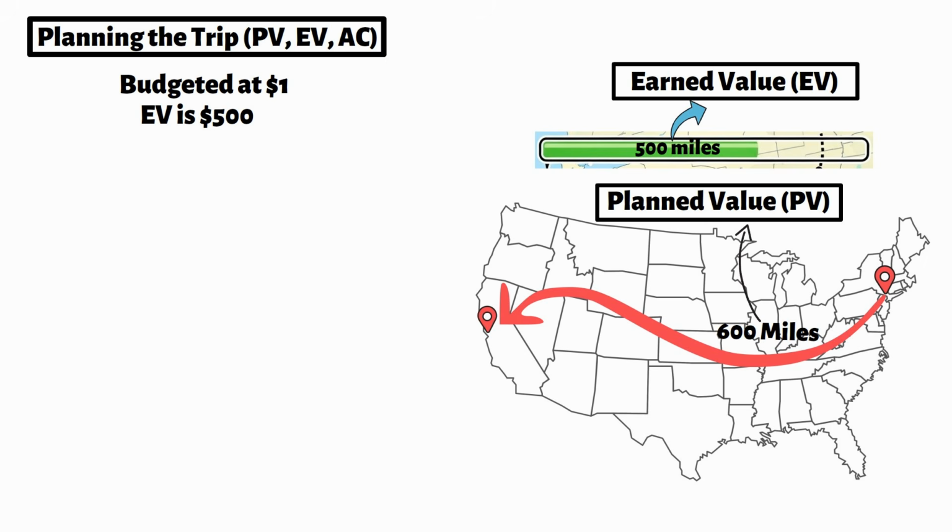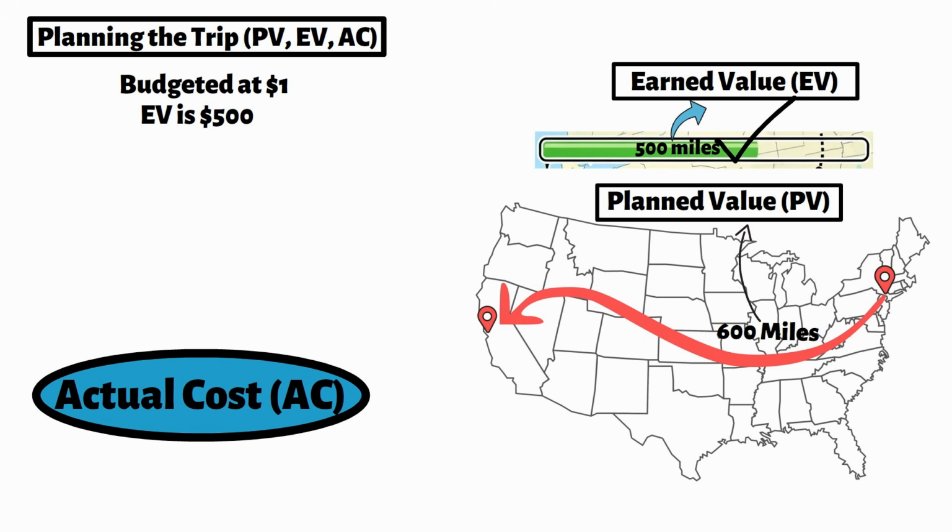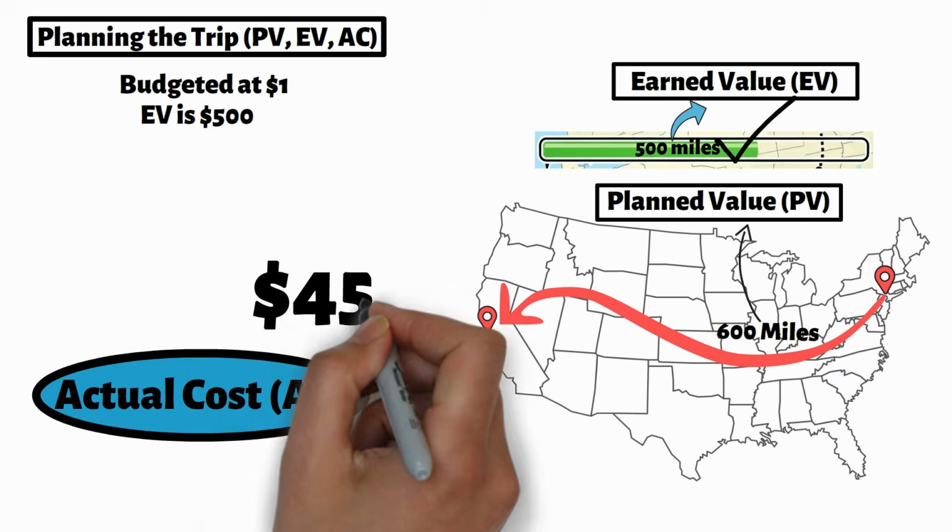And let's check your actual cost, AC. That's the money you've actually spent to drive those 500 miles. Maybe gas, snacks, motels, and tolls added up to $450 so far.